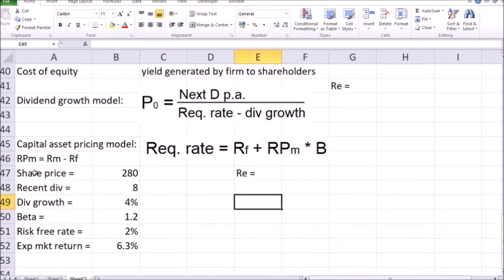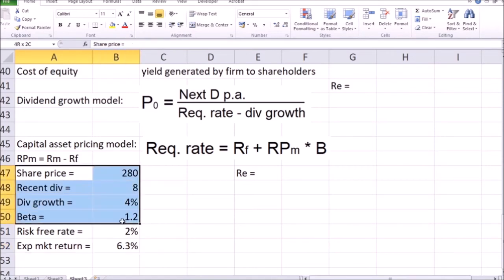Let's say we have shares traded on the market for the price of $280, and let's say the most recent annual dividend per annum was $8. Say the dividends are expected to grow by 4% per year, and the company beta is 1.2. Say the risk-free rate of return, perhaps the return on short-term government bonds, is 2%, and the expected market rate of return is, let's say, only 6.3%.